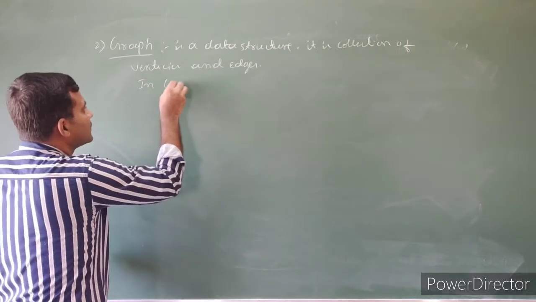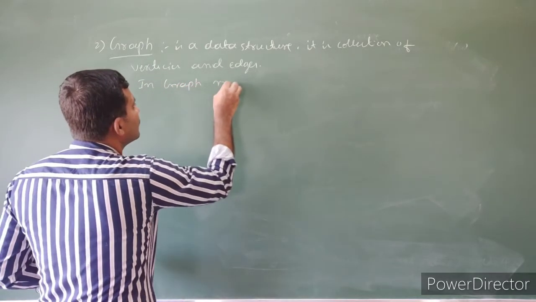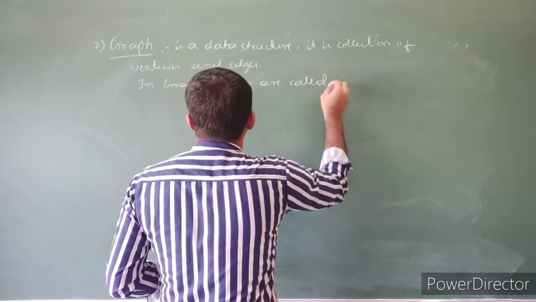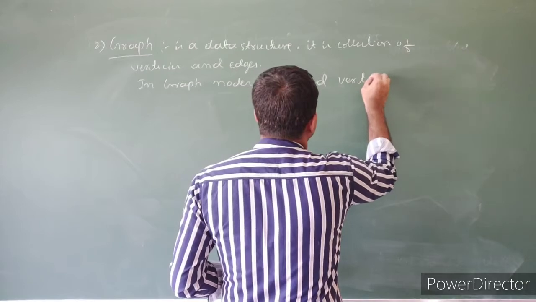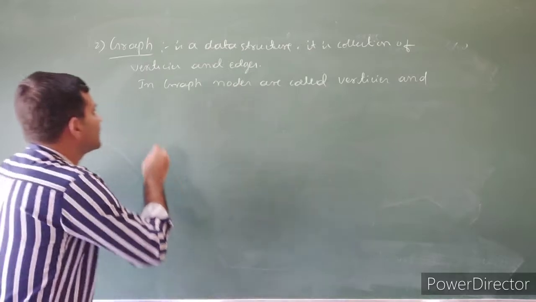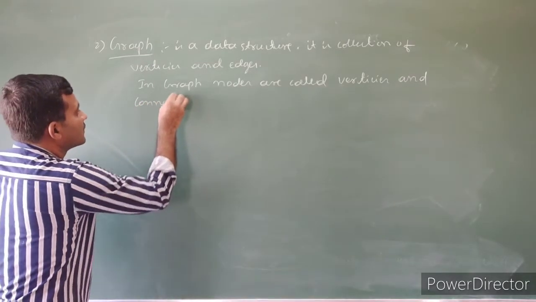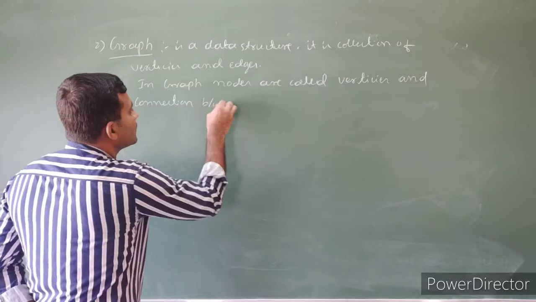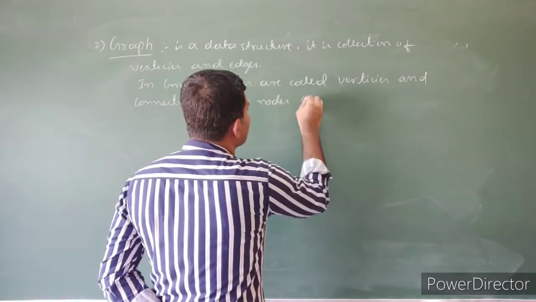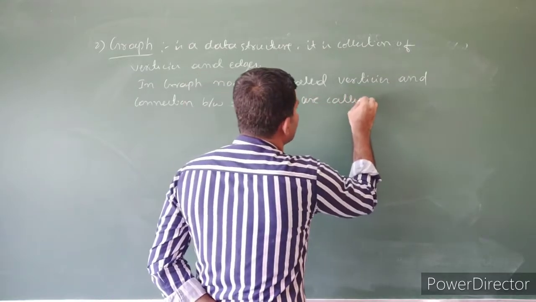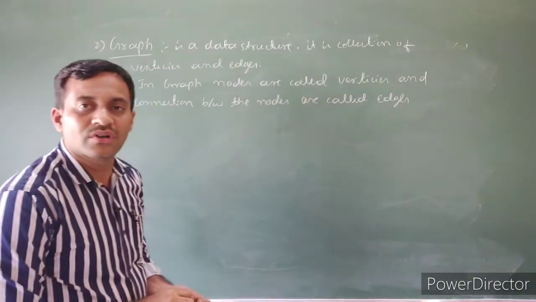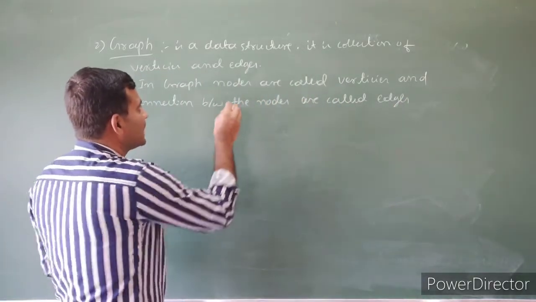Here in a graph, nodes are called vertices, and the connections between the nodes are called edges. See here, what is a node, what is a vertex and what is an edge.